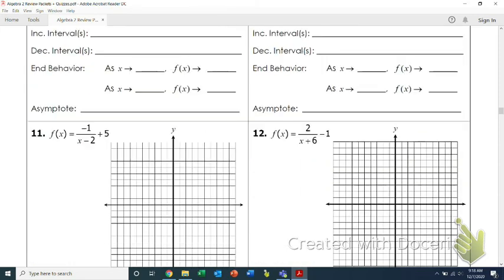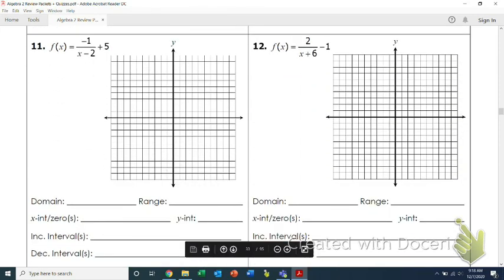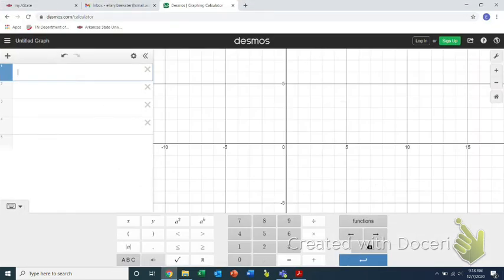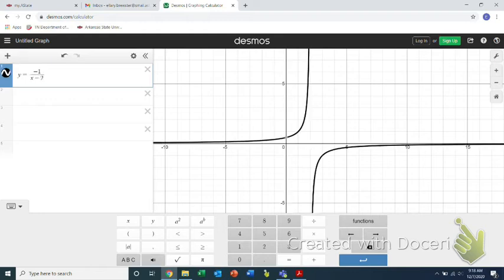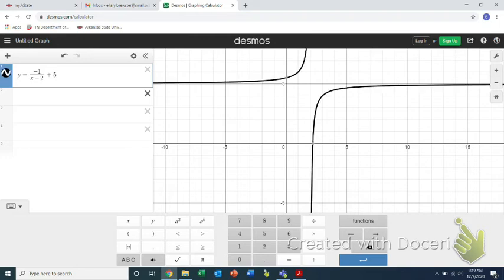All right. Excuse me. Let's do number 11, because that's a new reciprocal. So we got y equals, we got a fraction bar, negative 1 on the top, and x minus 2 on the bottom, and plus 5 on the outside. There we go.